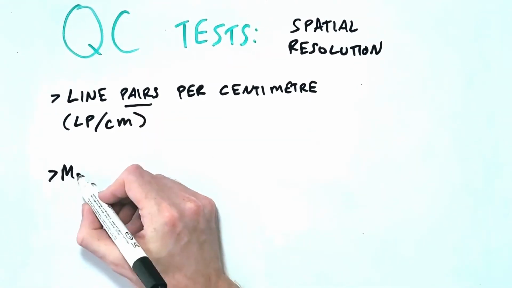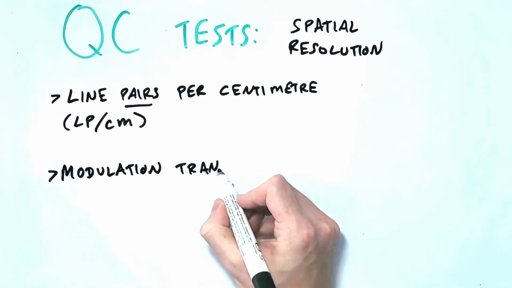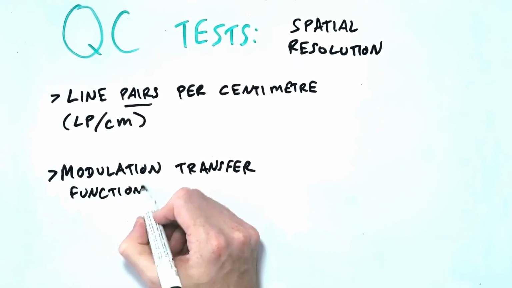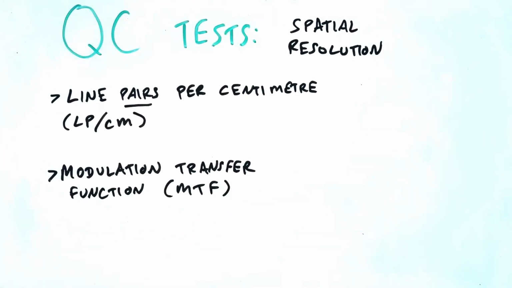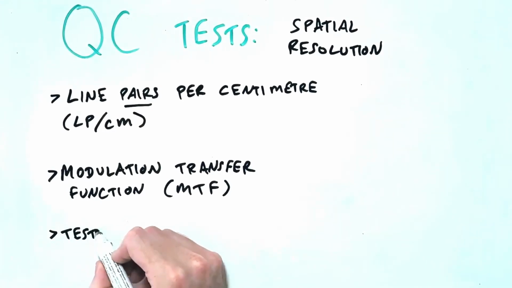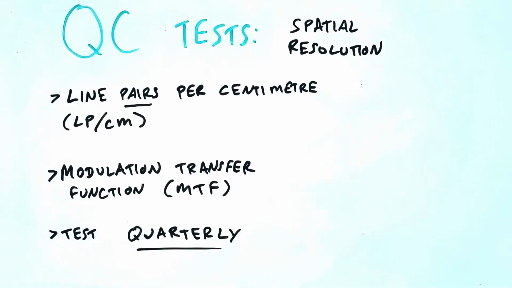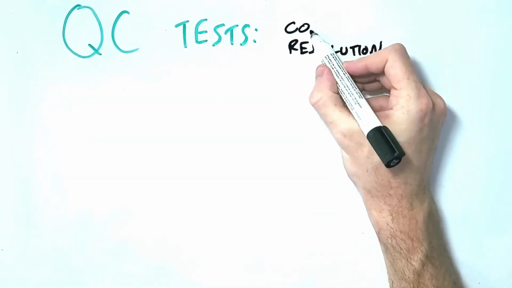Besides assessing spatial resolution with this phantom, we can also use the modulation transfer function, or MTF, which is a mathematical description of the spatial resolution limits of the scanner. Spatial resolution should be tested quarterly. Next up, we have contrast resolution.